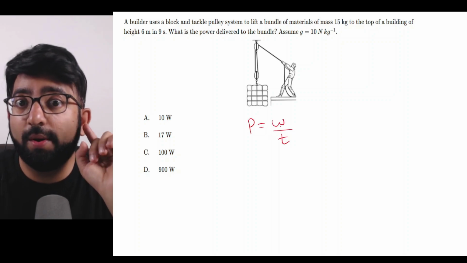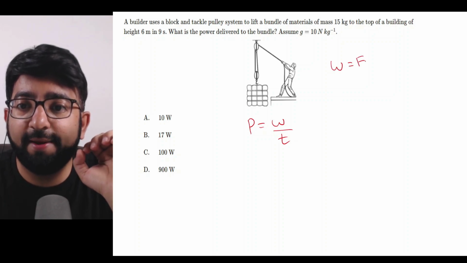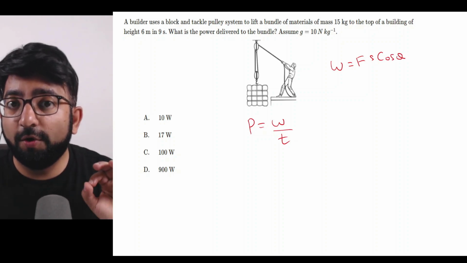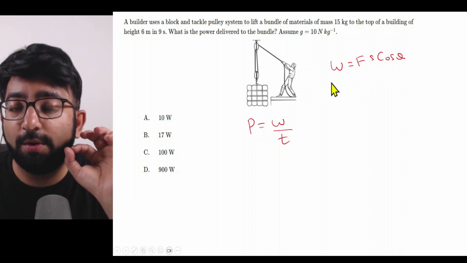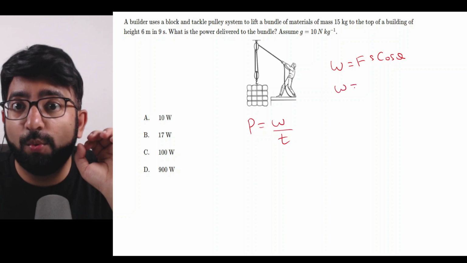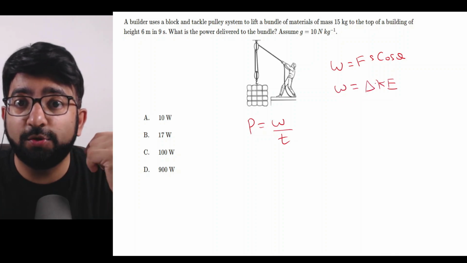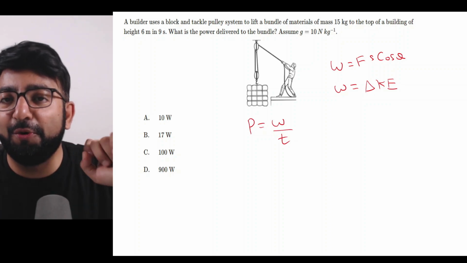Now, how do you find work in this case? The basic formula for work done is F into S into cos theta. But in this question, they have not really specified the value of the applied force. So this formula of work will not be useful. Now, work can also be figured out using the work energy principle, which is change in the kinetic energy. But the question has also not specified any initial and final velocities. So what do we do in such cases?